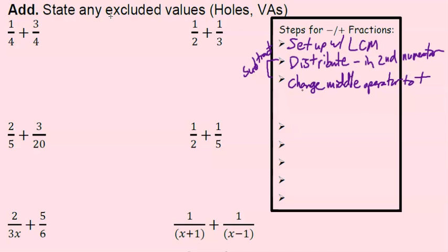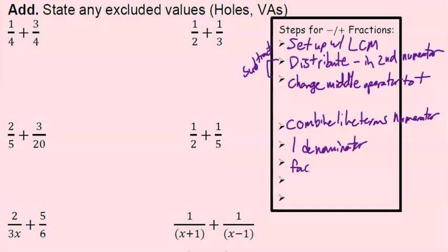Now, after you have the like denominators, you'll combine like terms in the numerator. And then you'll have one denominator. Factor, wholes, and cancel, reduce, and then find your vertical asymptotes.